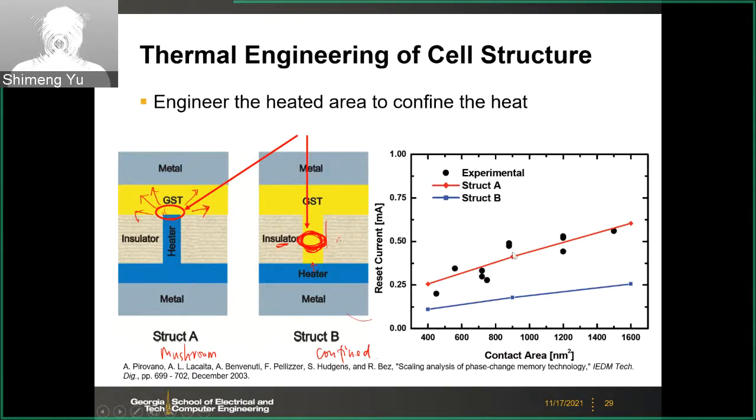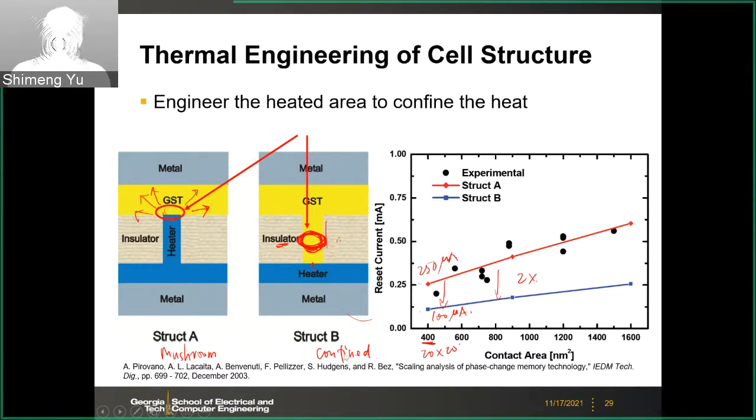So here on the right hand side, we show the reset current as a function of the contact area. And again, for structure B, this confined cell, you can reduce the current typically by 2x. So as we discussed before, 20 by 20 is 400 nanometer square. Previously, you needed 250 micron. If you do this confined cell, probably you only need half of that, like 100 micron or so, if you do this confined structure by thermal engineering.